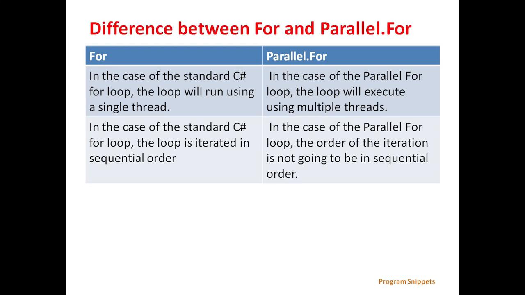The difference between for and parallel for loop is, in case of the standard C sharp for loop, the loop will run using a single thread, and in case of parallel for loop, the loop will execute using multiple threads. And in case of standard for loop, the loop is iterated in sequential order, whereas in case of parallel for loop, the order of iteration is not going to be in sequential order.